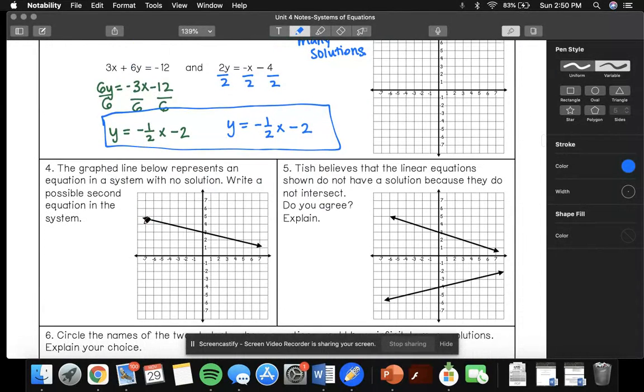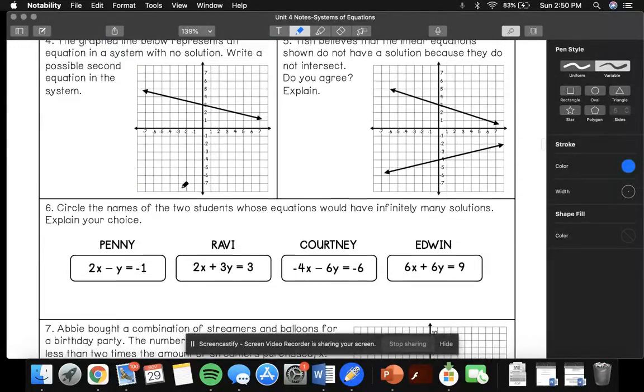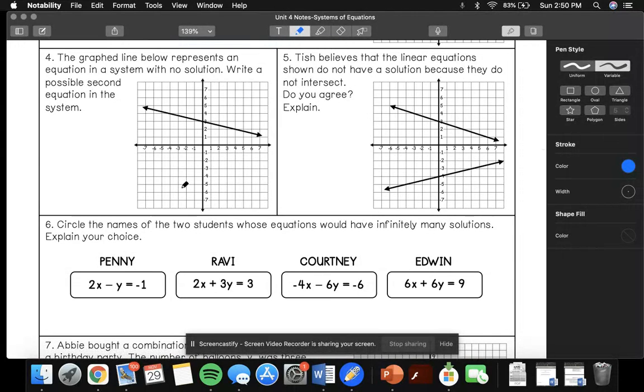Okay. I want you guys to go ahead and try 4, 5, and 6, and then hit unpause whenever you guys are done, because for 4 you could kind of have a lot of different answers. So hit pause, try 4, 5, and 6, and then hit unpause, and we'll go over these answers.